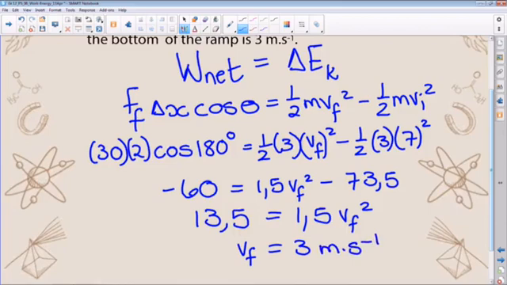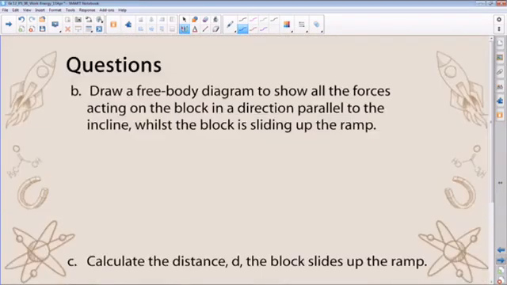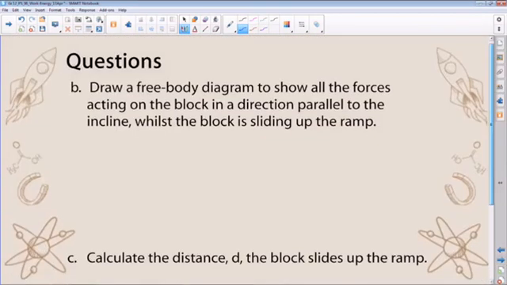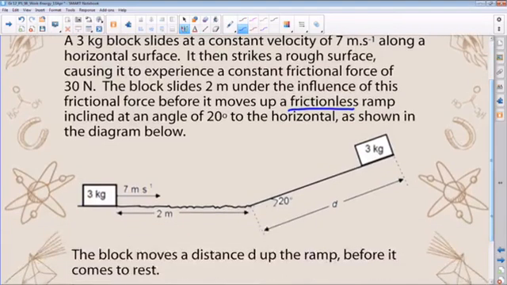Yay. Okay, next one. Now they asked you, and they did this one deliberately, to draw a free body diagram to show all the forces acting on the block in a direction parallel to the incline while the block is sliding up the ramp. The block is sliding up the ramp on a frictionless surface. It's going to stop. It has to. The only force acting on this object, which is going to act down, is actually gravity.